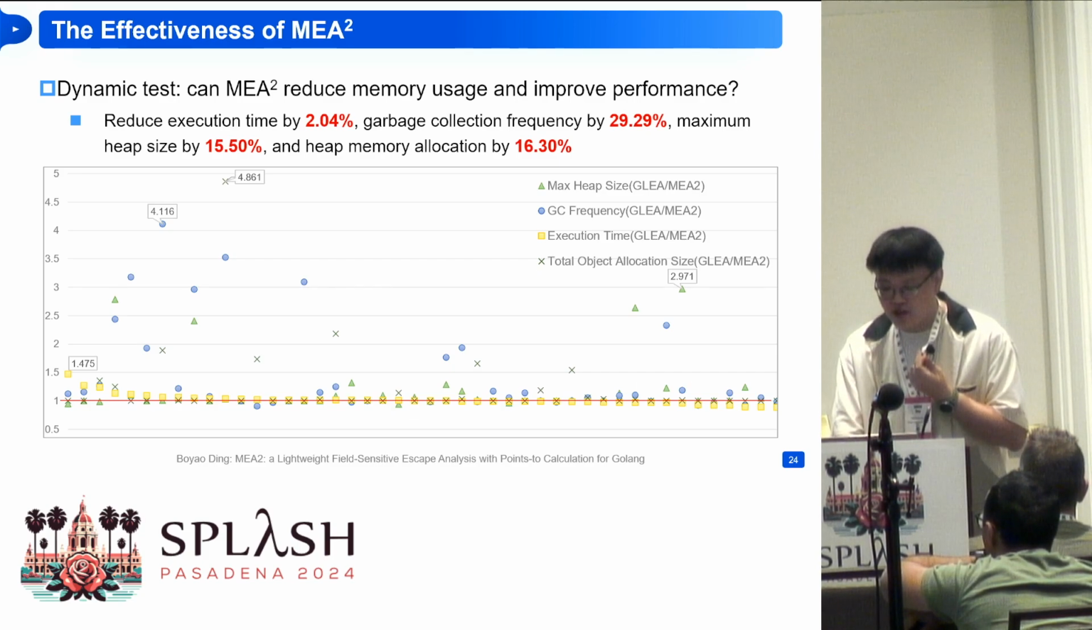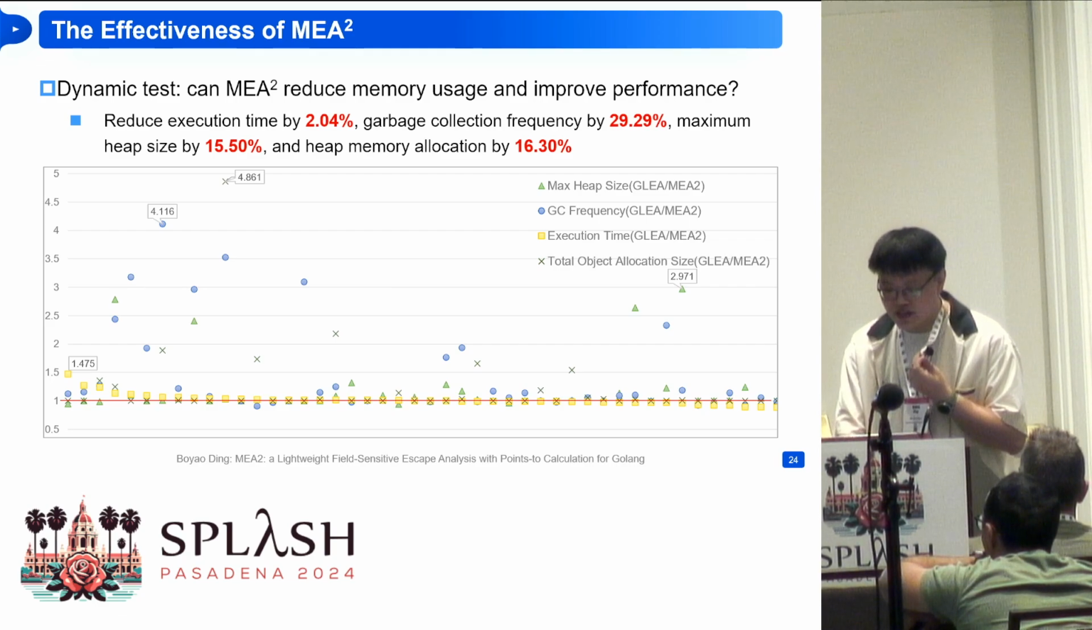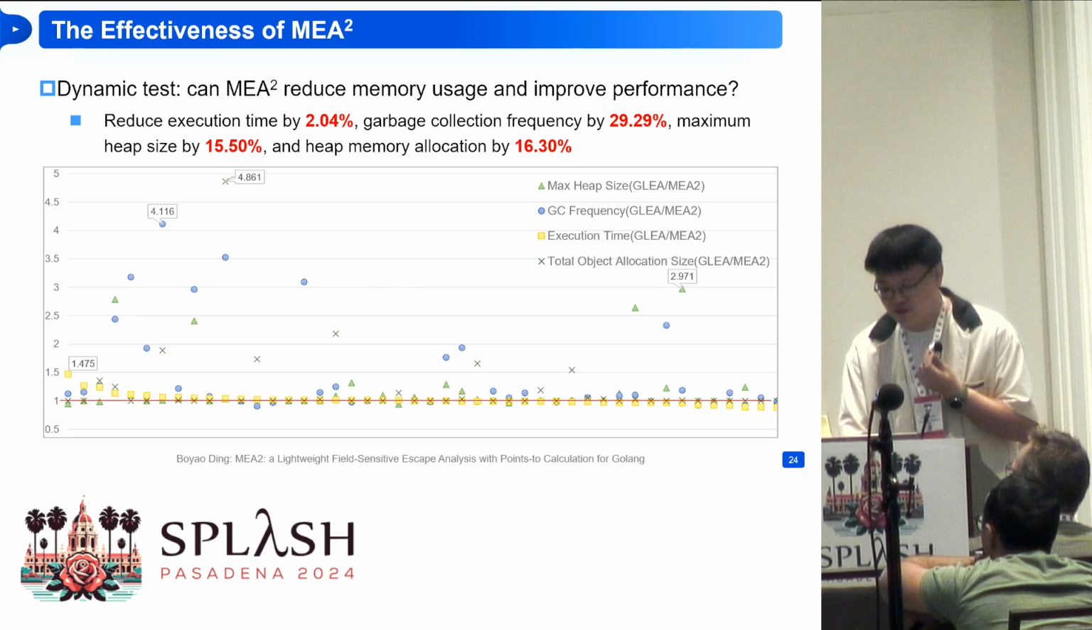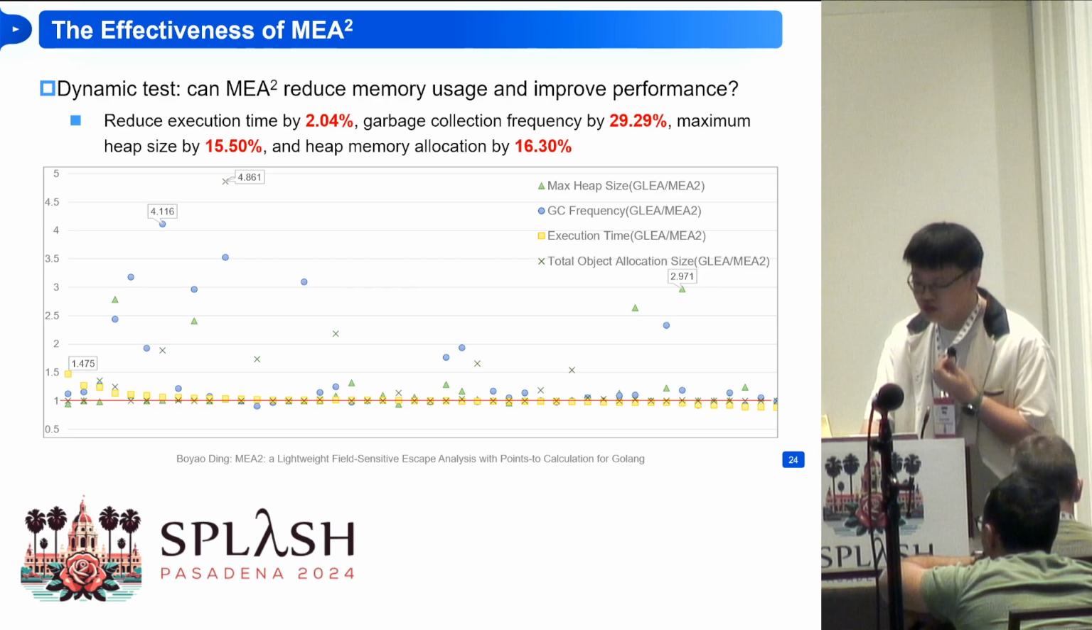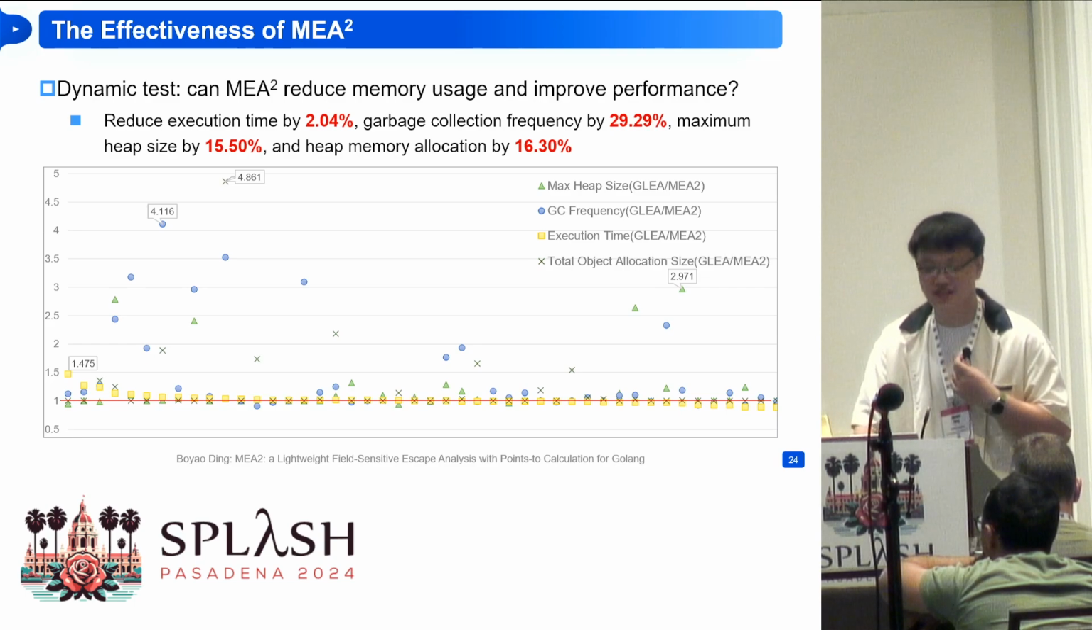On average, programs compiled with MEA2 reduced execution times by 2.04%, garbage collection frequency by 29.29%, maximum heap size by 15.5%, and total heap memory allocated by 16.3%.